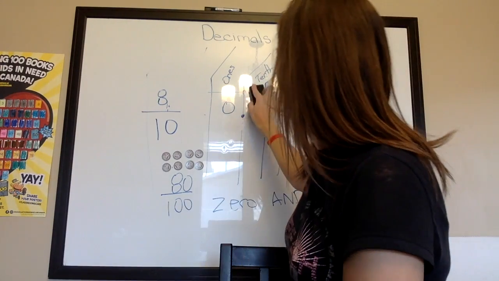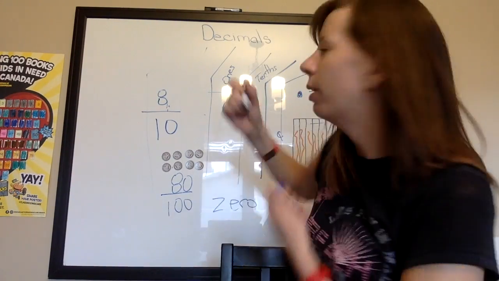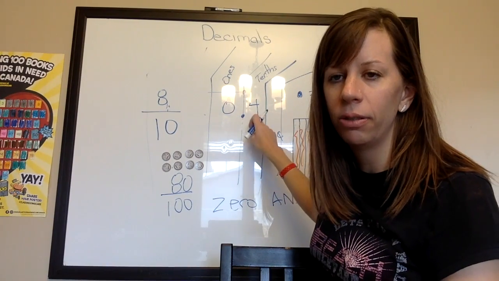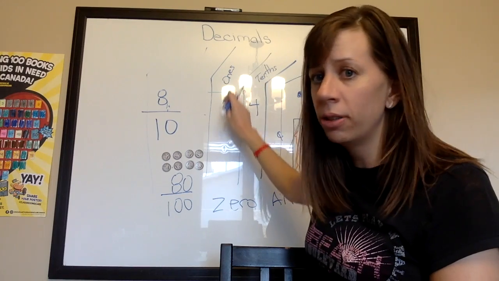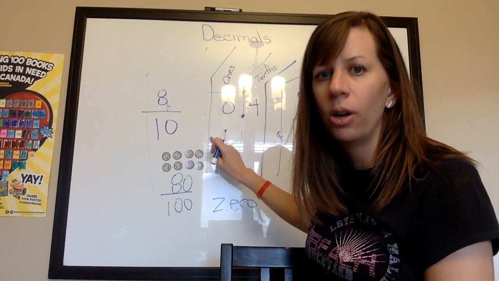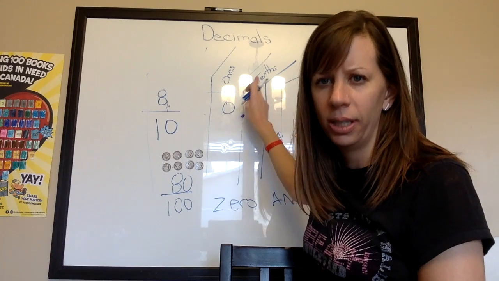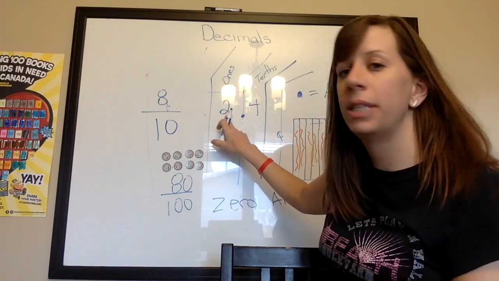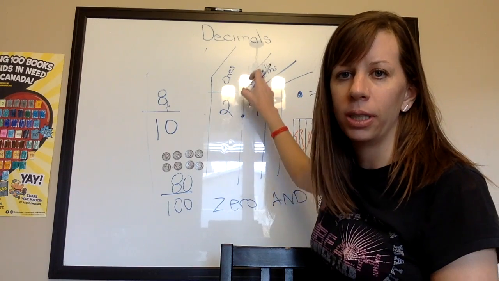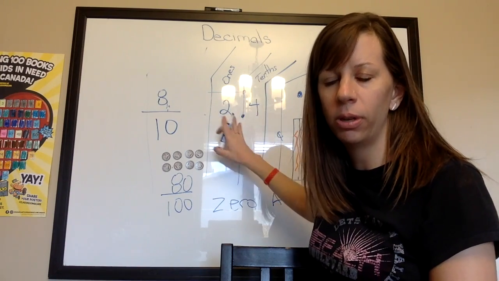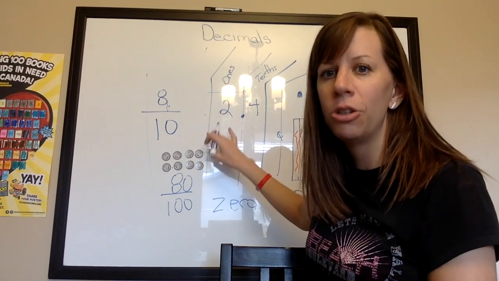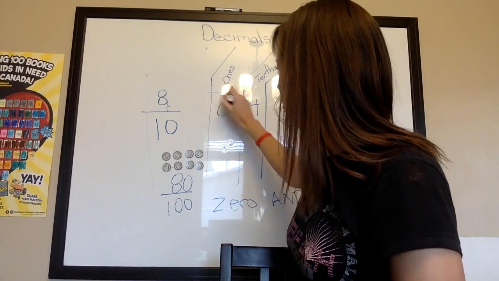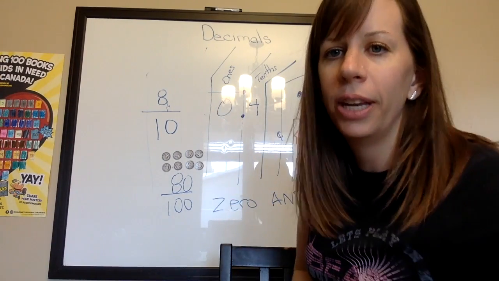If I change this number here to a 4, we would say 0 and 4 tenths. Not 0 ones and 4 tenths. We say 0 and 4 tenths. If I changed this to a 2, we would say 2 and 4 tenths. Okay, not 2.4, 2 and 4 tenths. Okay, so I'm going to keep up the 0 and 4 tenths just for the next part.